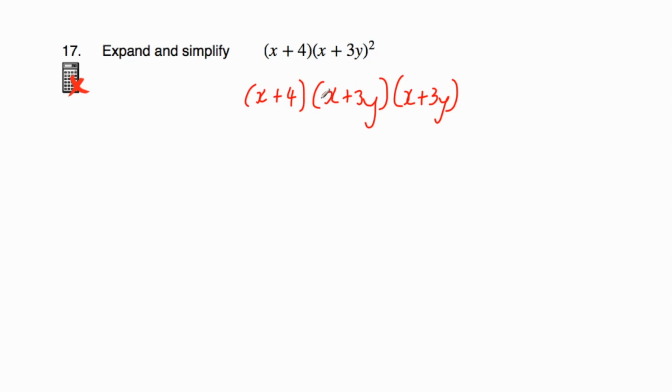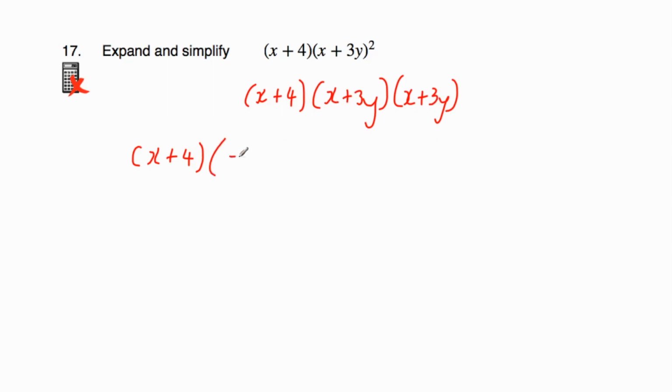Now we could start off by multiplying the x plus 3y by the x plus 3y because we had the squared, but whenever we're multiplying three things together, a times b times c, it doesn't matter what order we multiply them in. I am going to multiply these two to begin with just because that's what I've done in the solutions. So let's do that. So we've got x plus 4, we're going to leave that at the front and we're going to multiply these together and put that after.